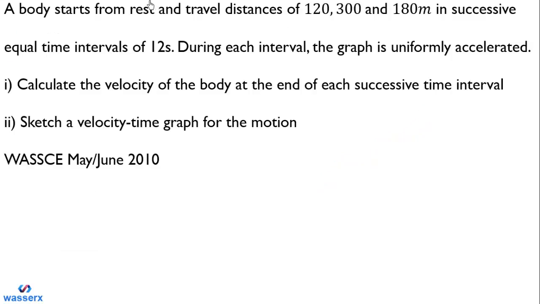Now let's look at this part. We have a body that starts from rest and travels distances of 120, 300 and 180 meters in successive equal intervals of 12 seconds. During each interval, the body is uniformly accelerated. Calculate the velocity of the body at the end of each successive time interval. Then sketch a velocity time graph for the motion. Doing this will help us to sketch the velocity time graph.